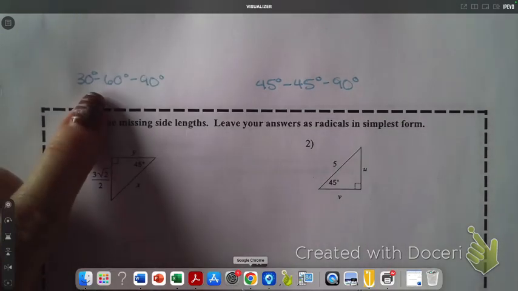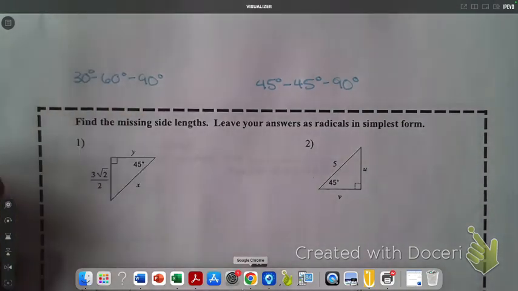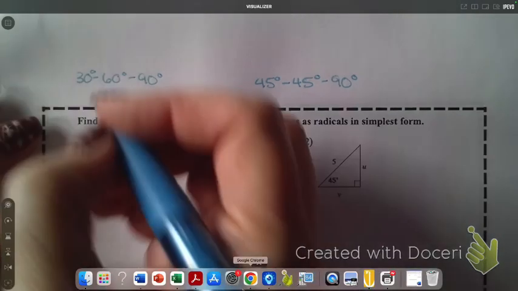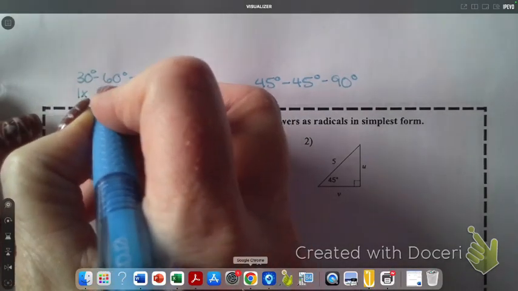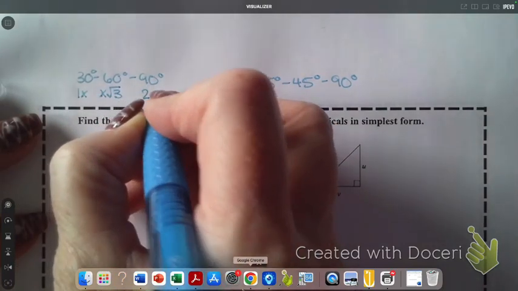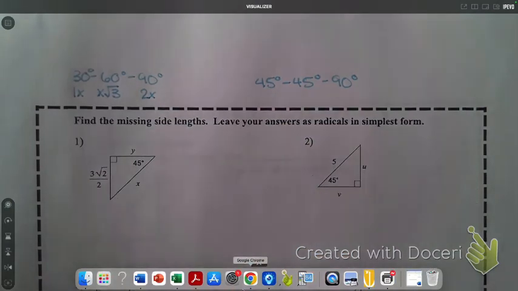Xander, can you give me the ratios for 30, 60, 90? Can you get the 45, 45, 90? Colton, can you do one? Just try. 30, 60, 90 is x, x square root of 3, and then 2x. Good job. I will only correct you on this. It's x square root of 3. You said 2 the square root of 3, and that would be an exponent. Correct. But you're good.